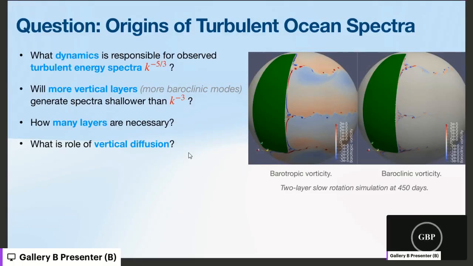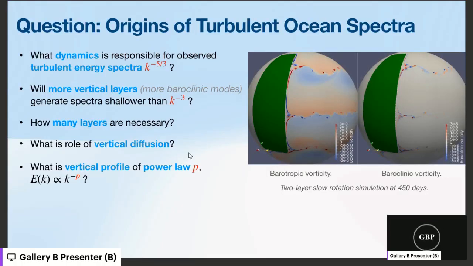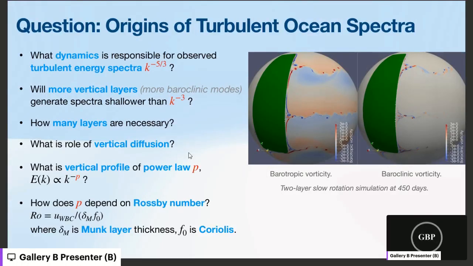In real turbulence or in ocean models, you have a turbulent diffusion, a subgrid scale eddy viscosity model. What does this change? And if you plot the slope of the turbulent energy spectrum as a function of depth, what does that profile look like? How does the turbulence change qualitatively as you go from the surface to depth? And also we want to look at a dependence on Rossby number, which also changes with depth.